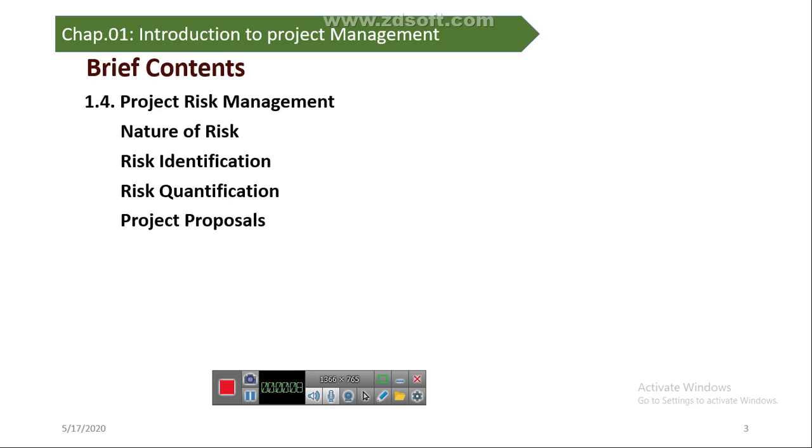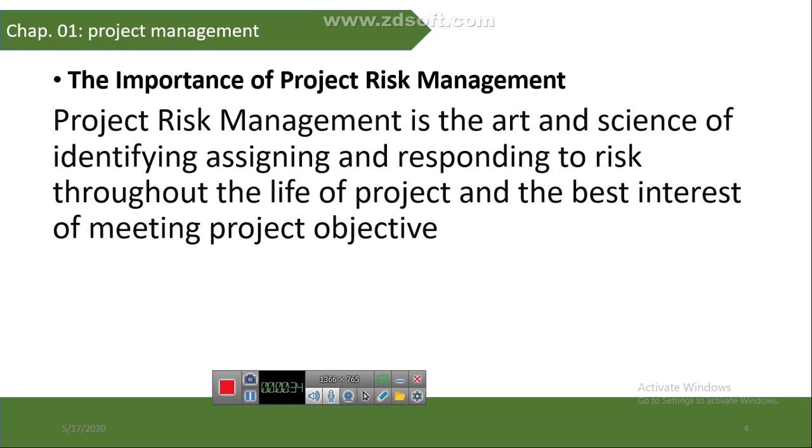In today's lecture, we will discuss project risk management, nature of risk identification, risk quantification, and project proposals. In detail, we will discuss what a risk in project management is, types of risk, the nature of risk identification, quantification, and project proposal. The importance of project risk management.